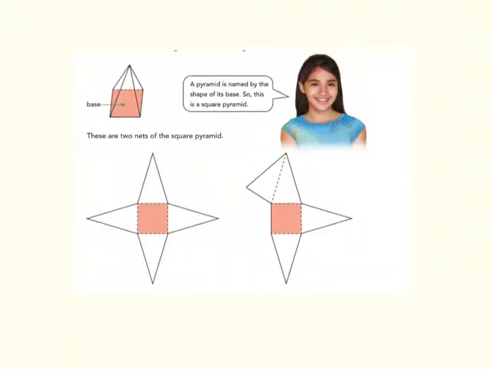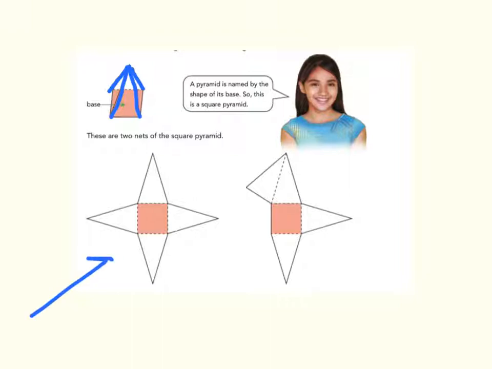This next picture has us examine the net of a square pyramid. The pyramid is named by the shape at its base, so this is a square pyramid. Once again, we have cut the pyramid along its edges and laid the resulting shape flat to create 2 possible nets.